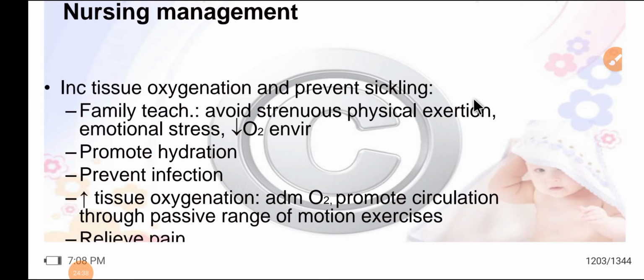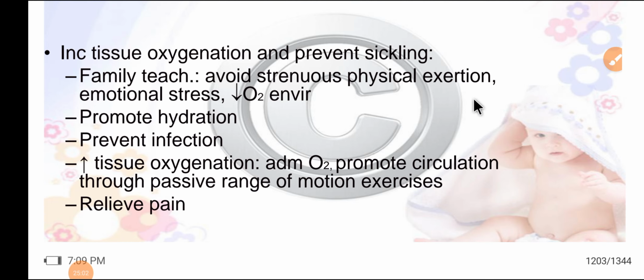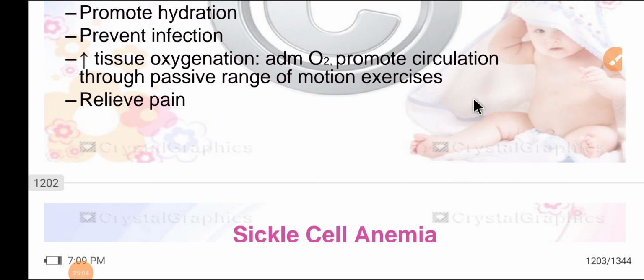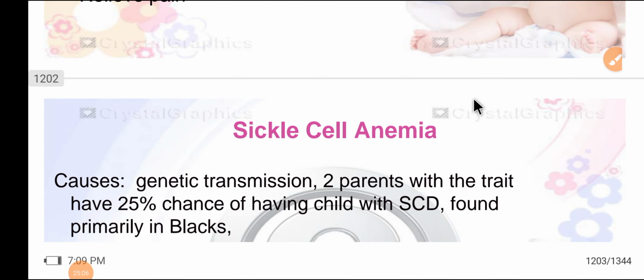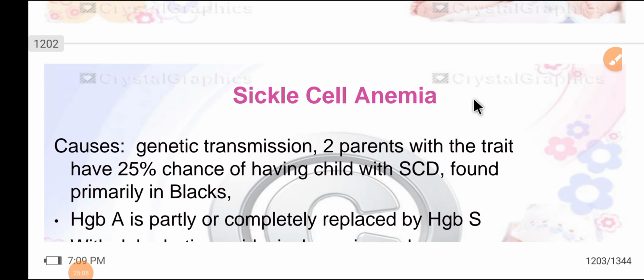Nursing management: increase tissue oxygenation and prevent sickling. Family teaching: avoid strenuous physical exertion, emotional stress, and decreased oxygen environments. Promote hydration, prevent infection, increase tissue oxygenation, administer oxygen, promote circulation through passive range of motion exercise, and relieve pain.